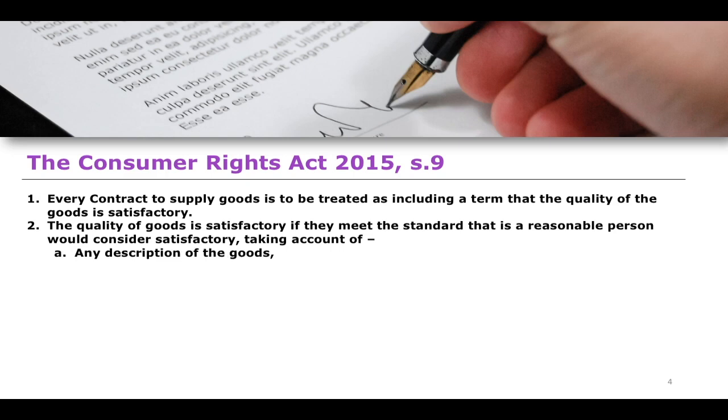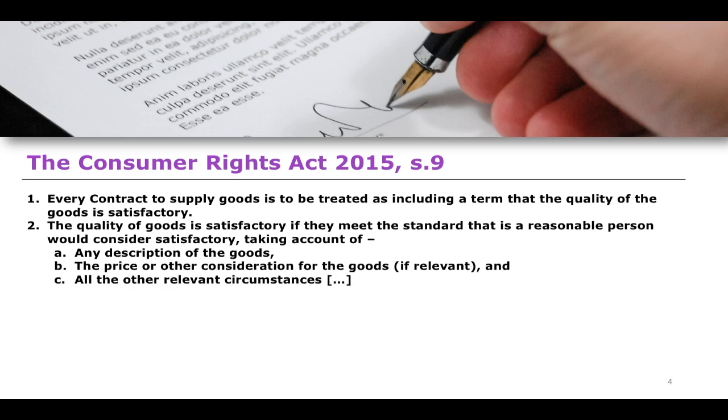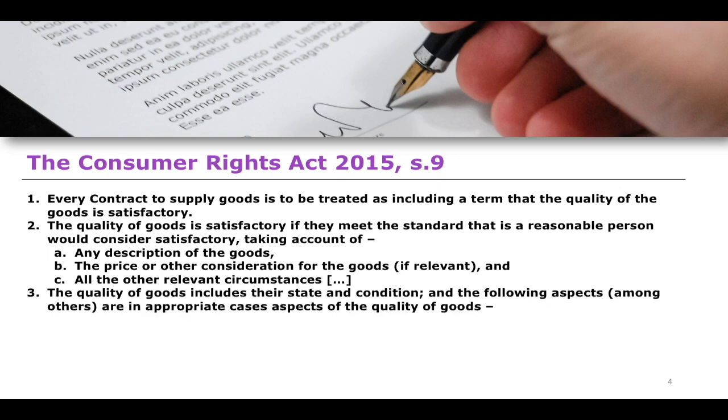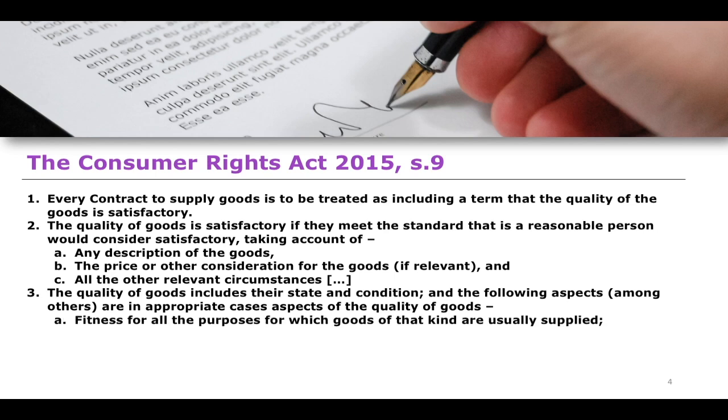So, this includes the description of the goods, the price or other consideration of the goods, and all other relevant circumstances. The quality of the goods includes their state and condition, and the following aspects, among others, are, in appropriate cases, aspects of the quality of goods. Fitness for all the purposes for which goods of that kind are usually supplied, so comparing that good to any other good of that nature that is usually supplied to consumers. The appearance and the finish of the goods, depending on the type of goods that we are talking about.